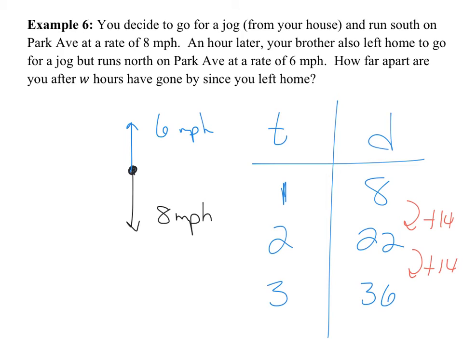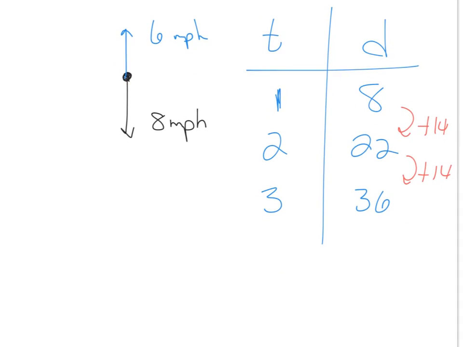So, yeah, it seems like it's easy after 3 hours, but it doesn't say 3 hours, does it? It says after W hours have elapsed. After W hours. So, how could I represent the distance traveled by you, by this person right here? The distance traveled after W hours. How far has that person traveled after W hours?